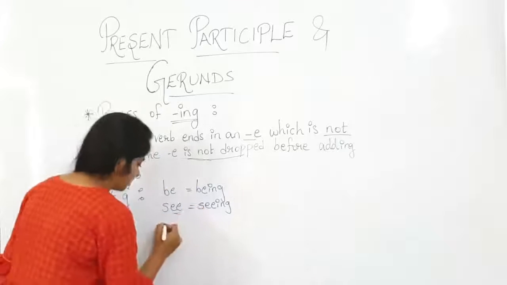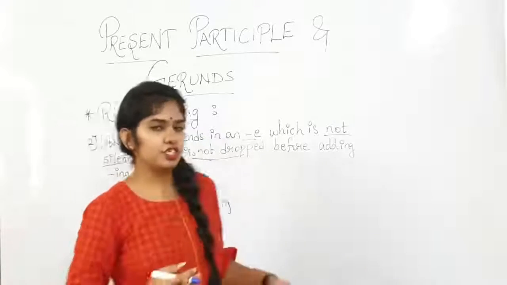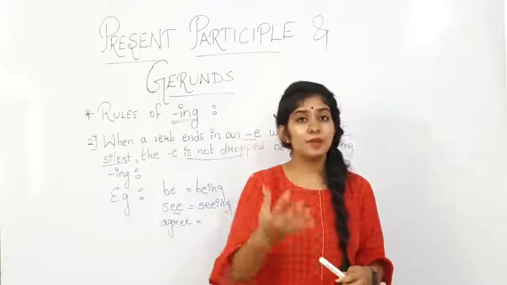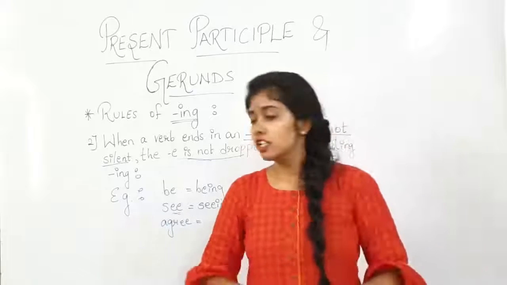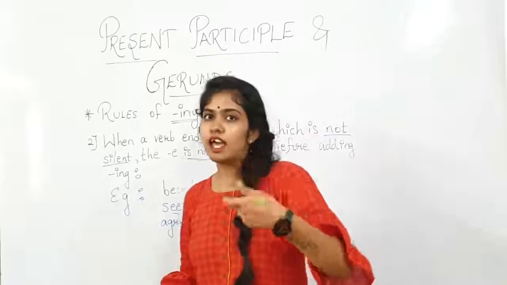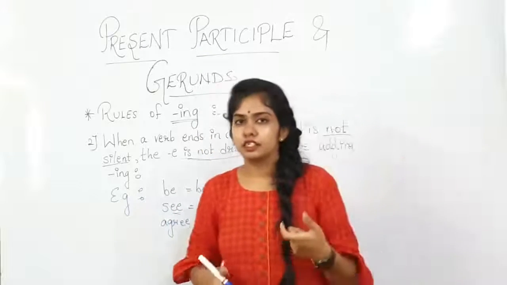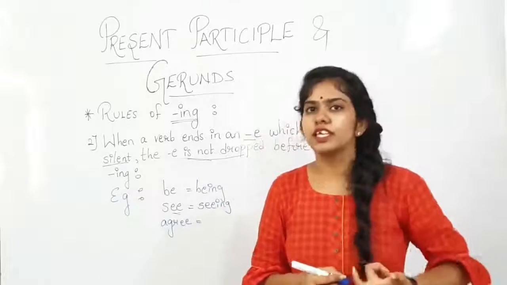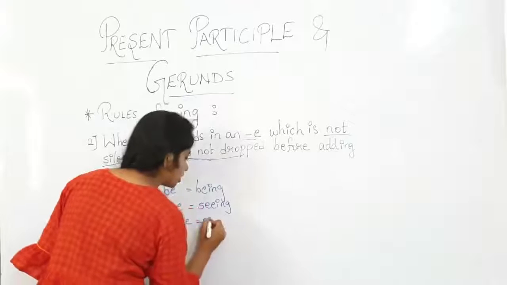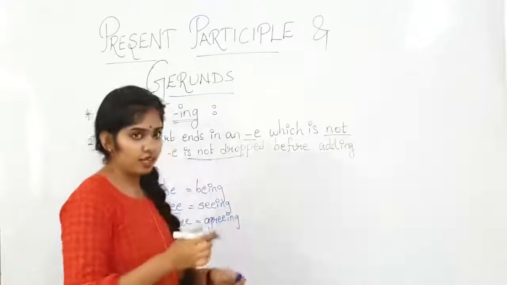After that, agree. I agree to your decision. I am agreeing with you. Means you are saying, I agree with you. So over here, in agree, the E at the last is pronounced. E is not silent. We are speaking the sound of the E. So again over here, we will not cut the E and will directly add ing.